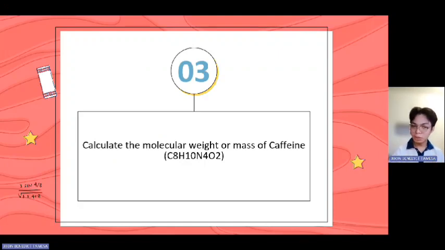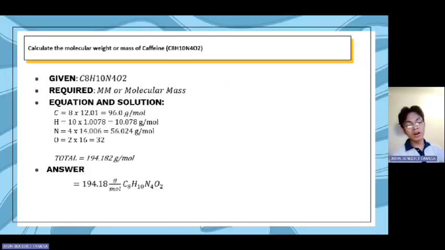Next, the third question: calculate the molecular weight or mass of caffeine. To answer this, the given is the molecular chemical formula of caffeine. Next is the required, the molecular mass. To answer the molecular mass, we just need to multiply the number of atoms of that certain element within it with its atomic mass.